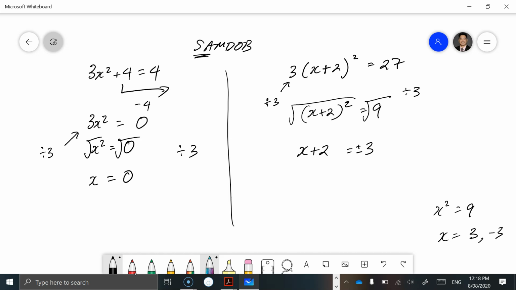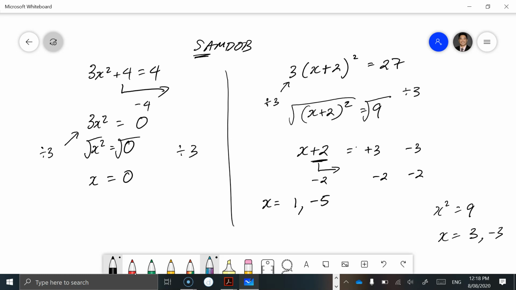So to get rid of the positive 2, we're going to take 2 from both sides, okay? But because we have two numbers, we have a +3 and a -3, we're going to be taking 2 away from both of those options. So x is going to equal, what's 3 minus 2? It's just 1. And -3 minus 2 is -5. So our two solutions for x is 1 and -5.